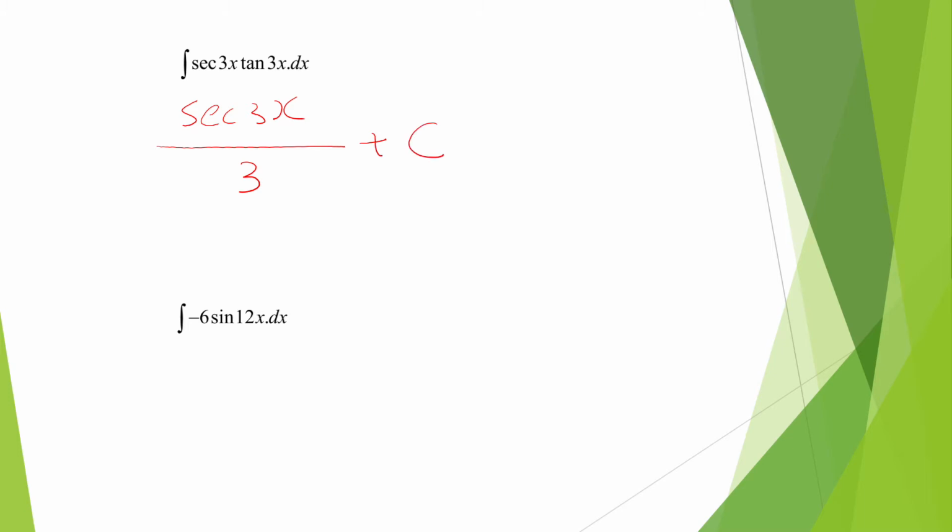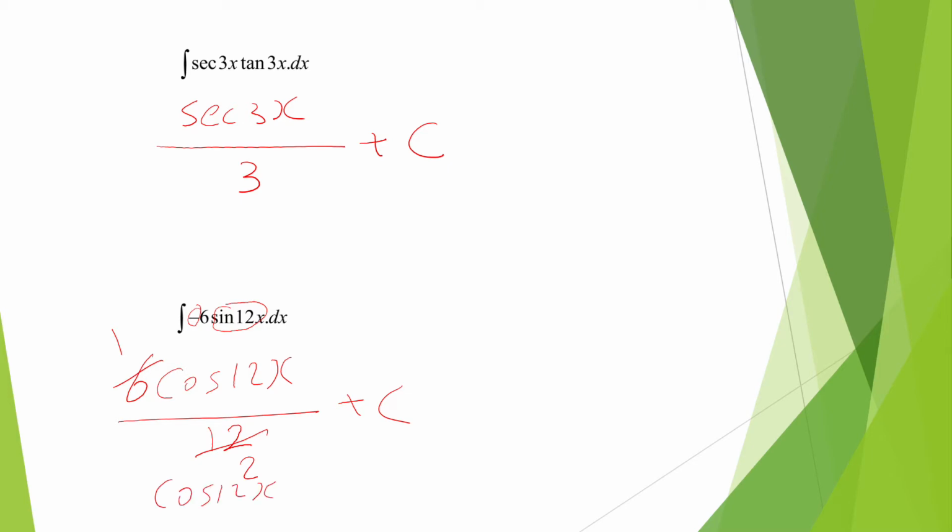The next one is sine 12x, and the integration of sine is negative cosine. Negative sine is cosine, and we already have the negative here and the sine over here. So therefore we're going to do cosine 12x. The angle never changes. This 6 is a constant, so it does not change as well. Divide by the differentiation of the angle plus c. Now you can simplify, and that's why it's cosine 12x over 2 plus c is your answer.